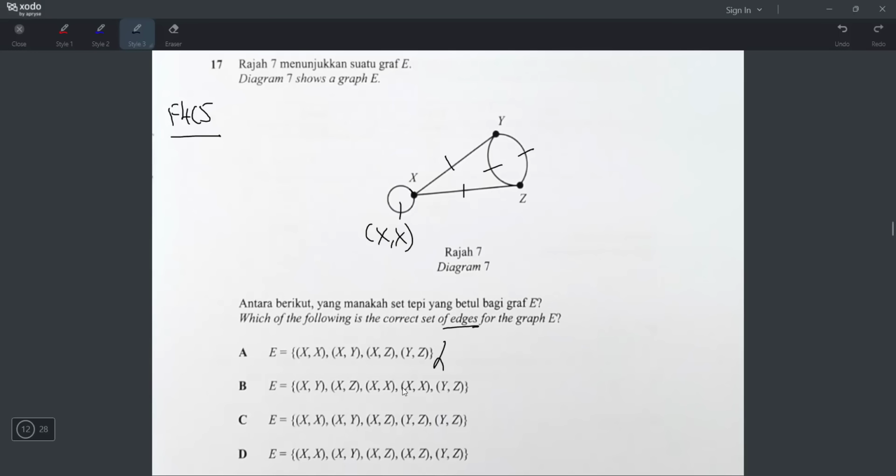Okay, so is there any XX here? Okay, why I see got 2 XX here? What the hell? There's only 1 loop, so there should only be 1 XX. So this is wrong already. Okay, XX I see here.